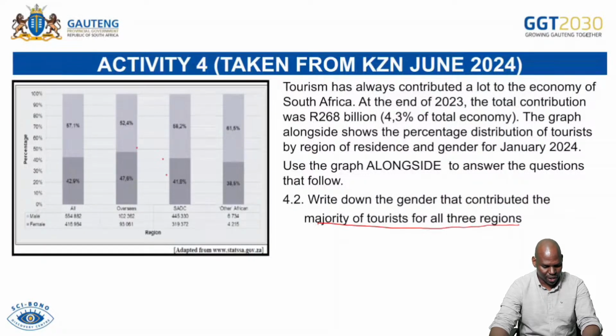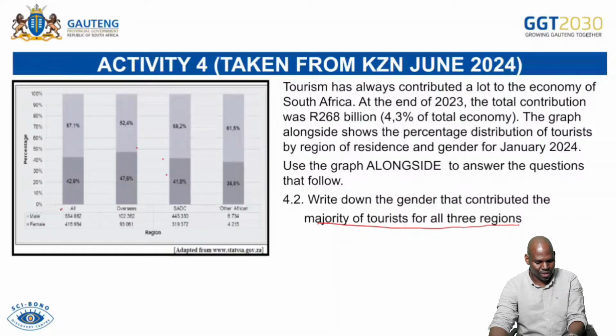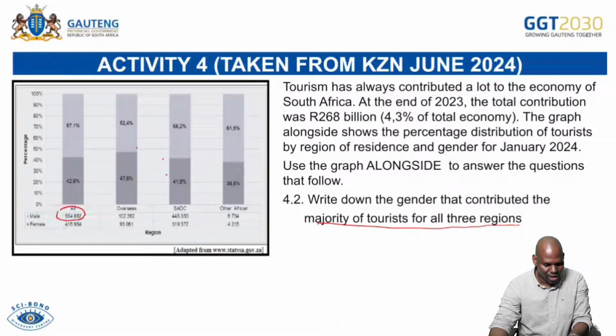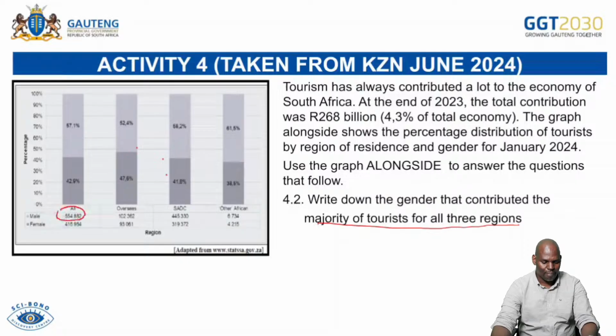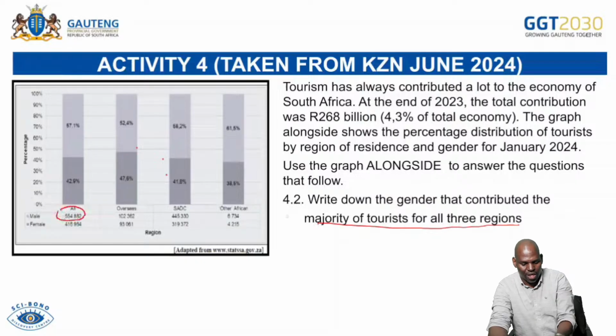So in this case, it's 854,882 for male, and 416,954. Sorry, I think it might not be that clear, but it's 416,000. But basically, you can see that the male is bigger than the female. So in this case, the answer is male.